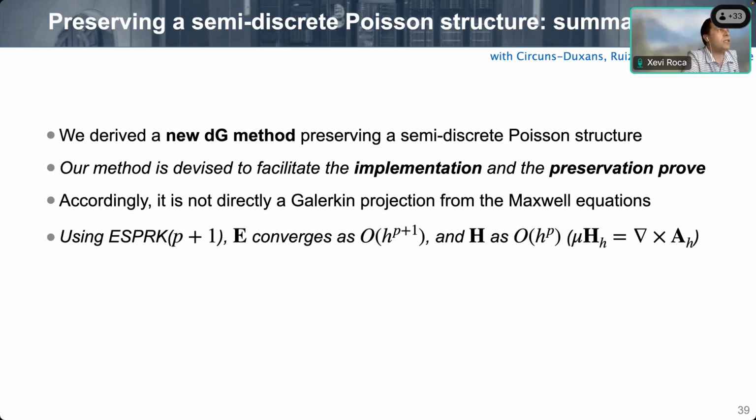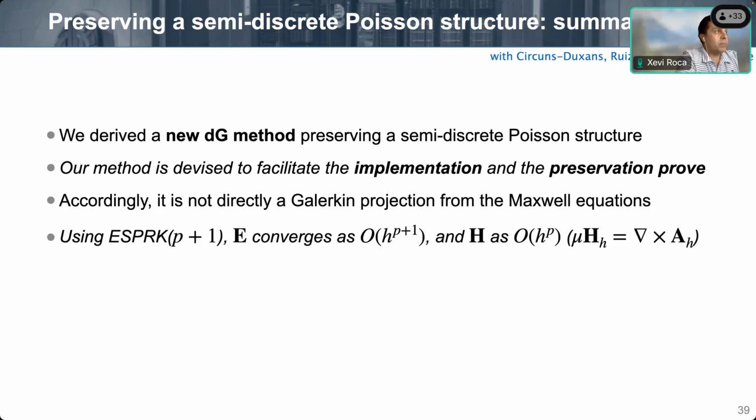So we have derived a new DG method preserving the semi-discrete Poisson structure. And to do so, we imposed two requirements. We wanted it to be easy to implement using the structure of an existing DG code, and that the proof of the preservation of the Poisson structure was easy. Accordingly, the price that you pay is that your weak form doesn't come directly from a Galerkin projection of the Maxwell equations. This is the price that you pay, but actually in the continuum, they are equivalent.